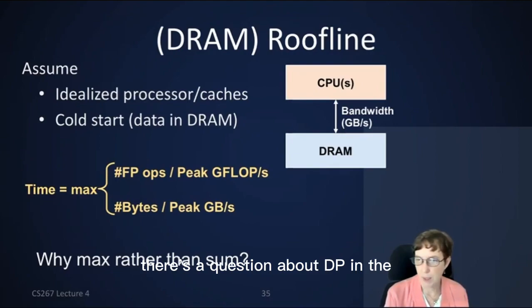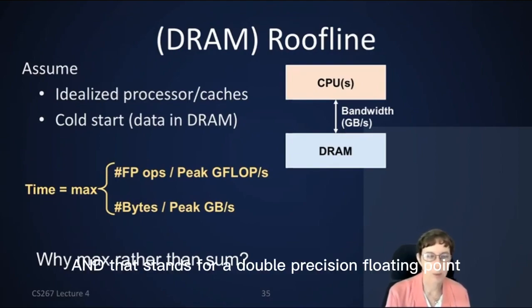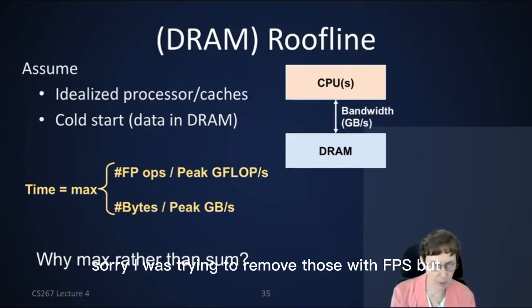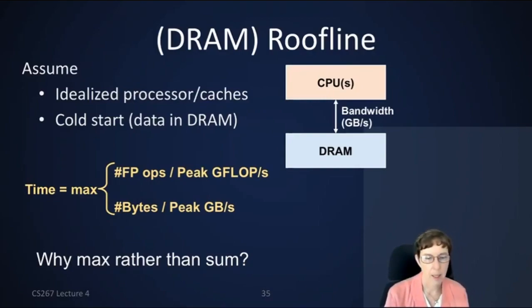There's a question about DP, and that stands for double precision floating point. Sorry, I was trying to remove those with FPs, but yeah, DP is just another name for floating point, but when it's double precision.